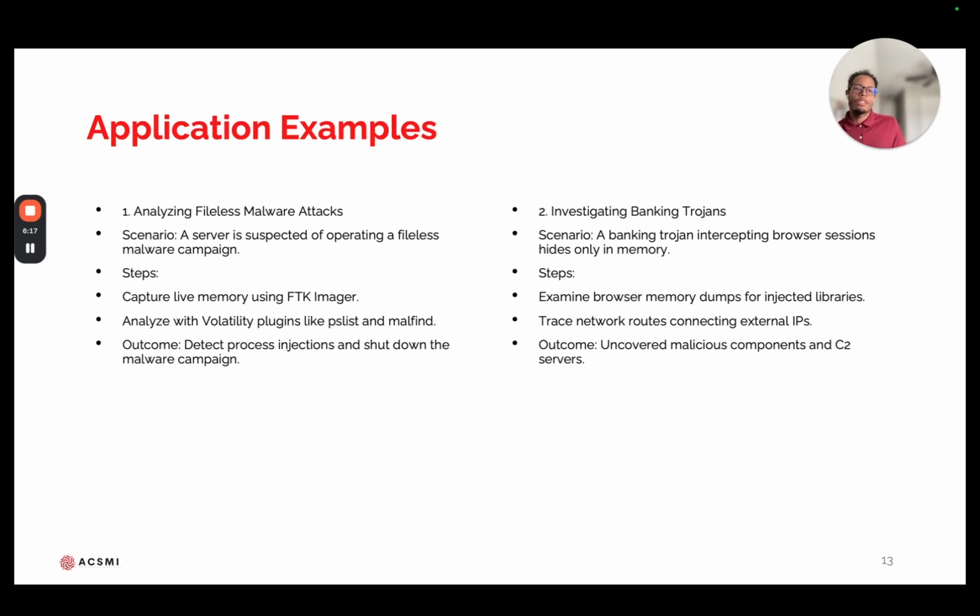One of our examples here is going to be investigating a banking Trojan. As we know, a Trojan is a certain type of malicious code that poses as a legitimate process, file, or executable, right? But in our scenario, we have a banking Trojan that's intercepting browser sessions, and it hides only in memory, similar to a fileless attack. The steps: we want to examine the browser memory dumps for injected libraries, right? Where it's hiding. It has certain injections in place.